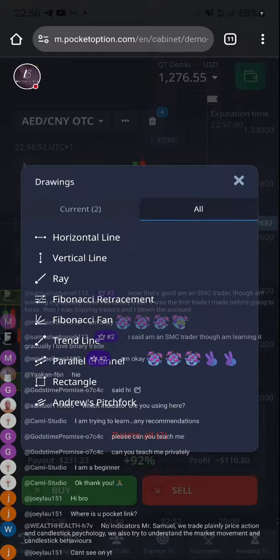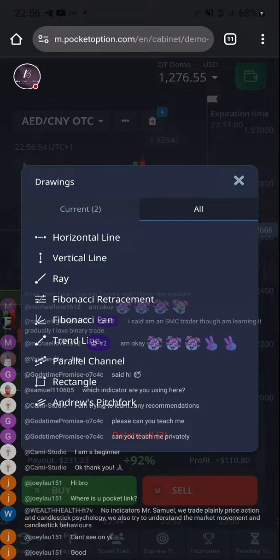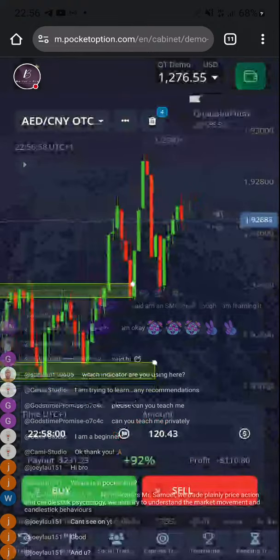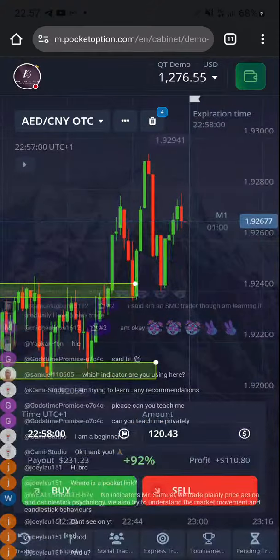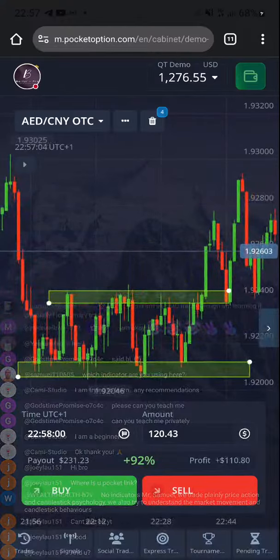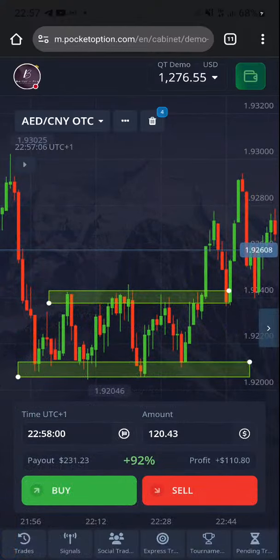No indicators. We trade price action. Yes, and we use candlestick psychology. That's what we do. You can see now, those are people who have been on the channel for a while and they are telling you there's no need for indicators. Look at this market now. Let me show you something.